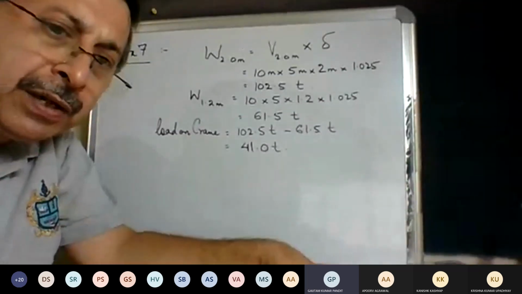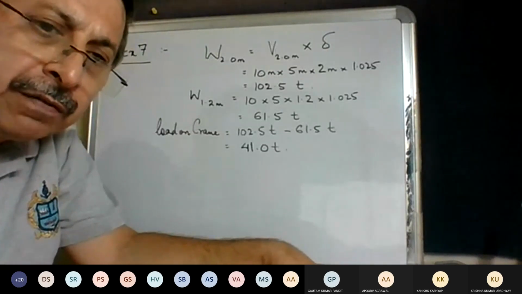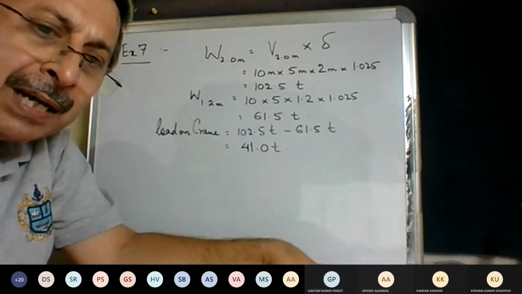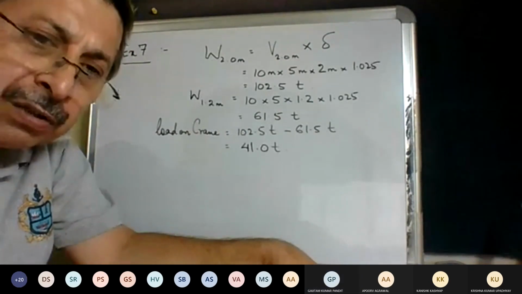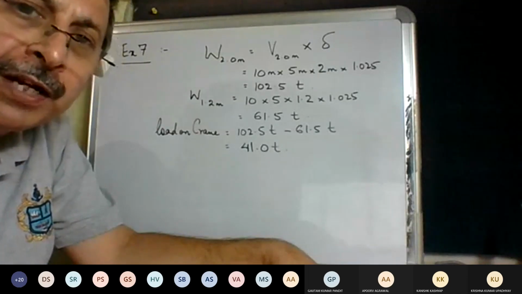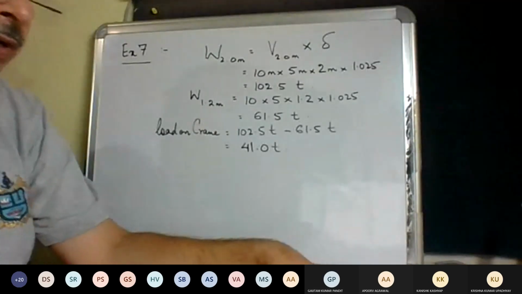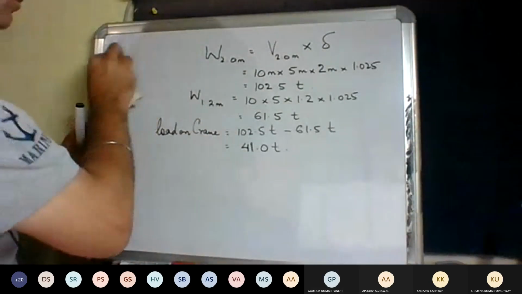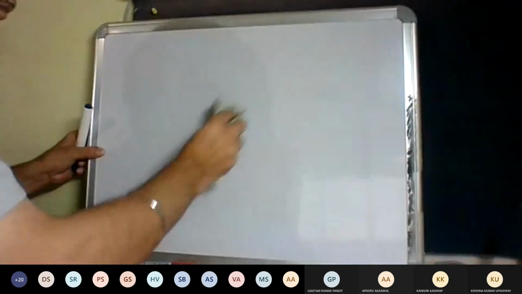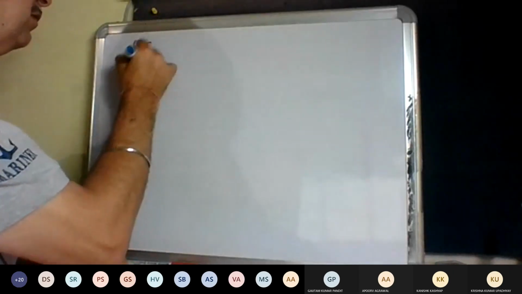A cylinder 2 meter in diameter and 10 meter long floats in fresh water. Okay, a barge of triangular cross section. You want a diagram of question number 5, correct? Yes, sir. Okay. All right. I'll draw the diagram of question number 5.